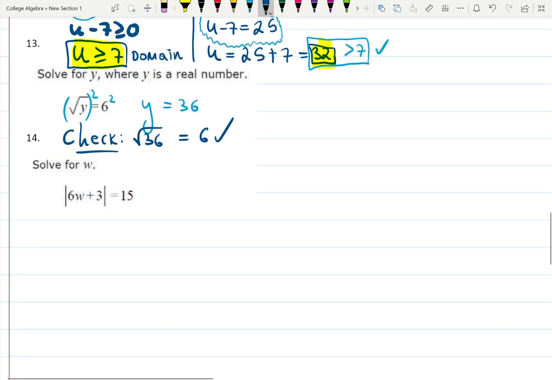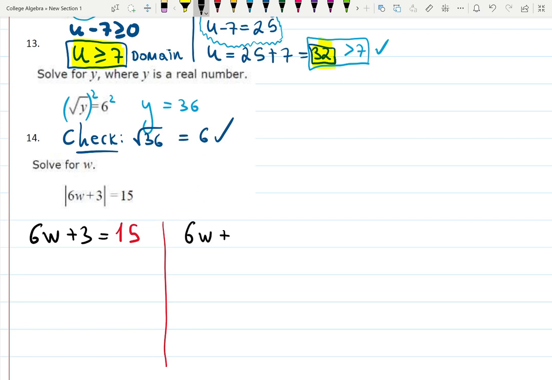Now, how to deal with absolute values? Absolute values break the situation into two cases. Whatever is inside, 6w plus 3, equals whatever is on the right hand side, 15, and whatever is inside, 6w plus 3, equals minus 15. That's basically using the definition of the absolute value. We need to work with two cases here. Let's see what's going to happen.